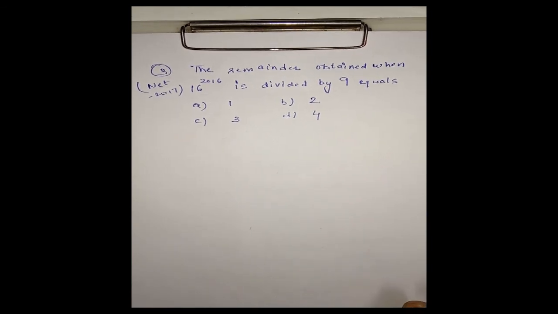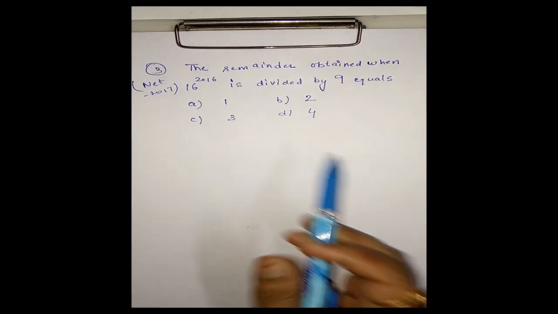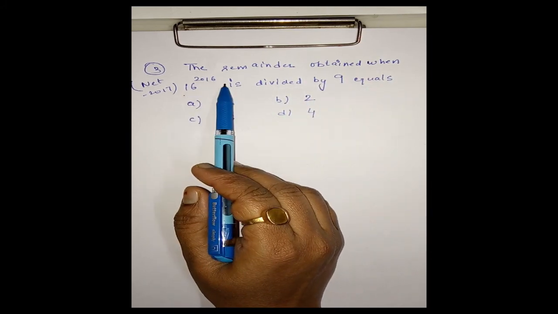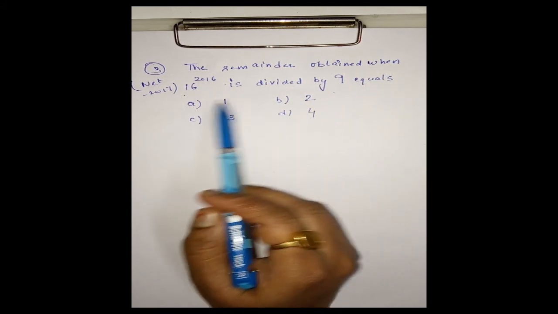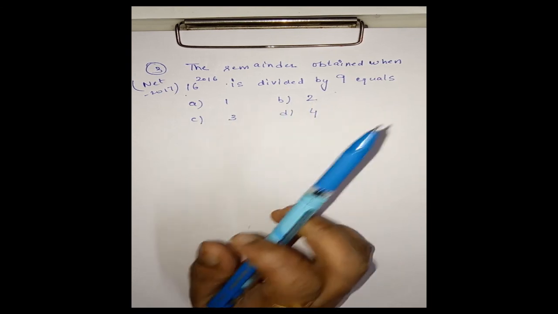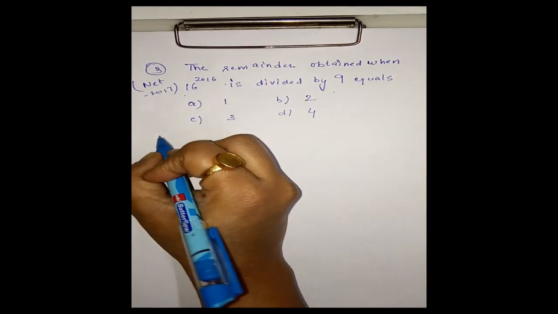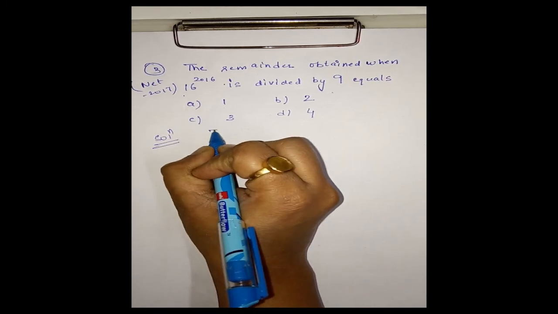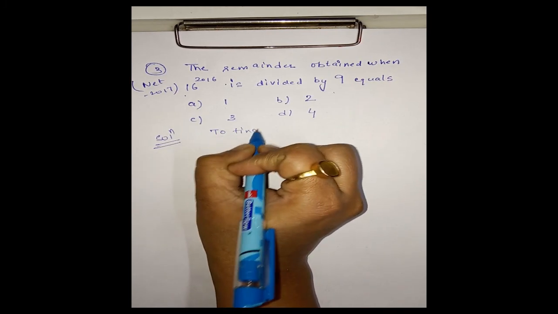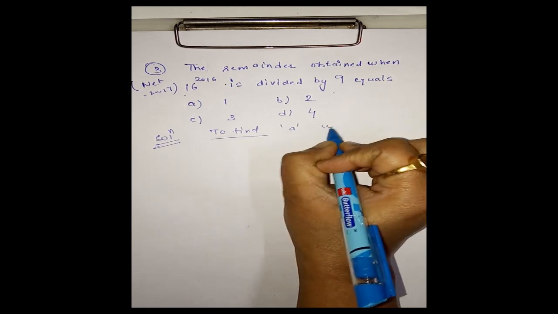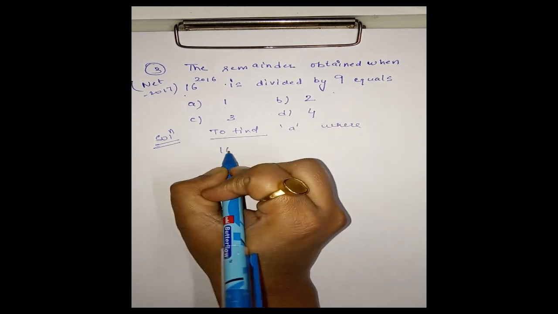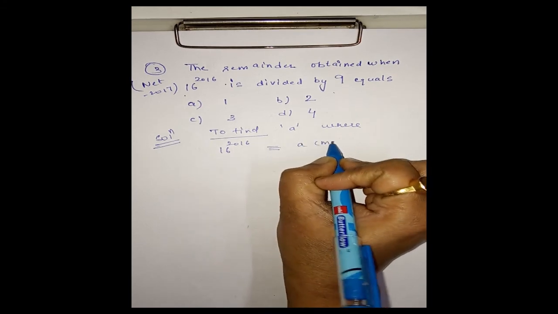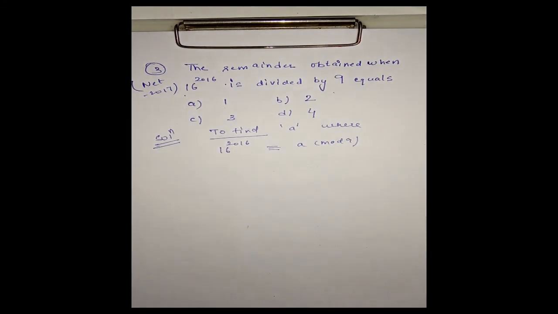CSIR NET 2017. Now we have to find the remainder when 16 power 2016 is divided by 9. We have 4 options here: 1, 2, 3 and 4. We have to find the remainder. That is, we have to find A where 16 power 2016 is congruent to A modulo 9. We will follow the same steps here.